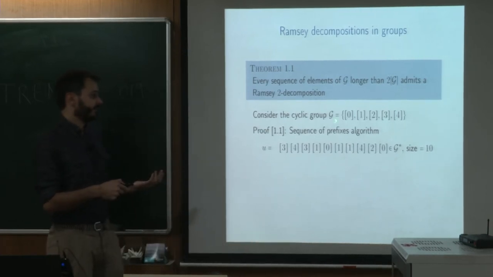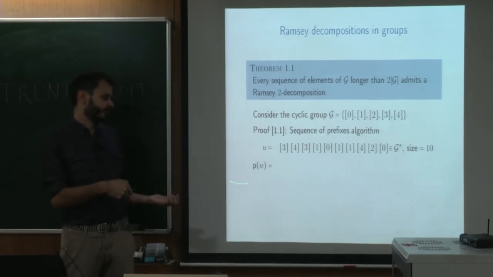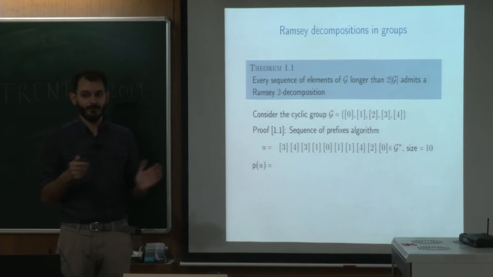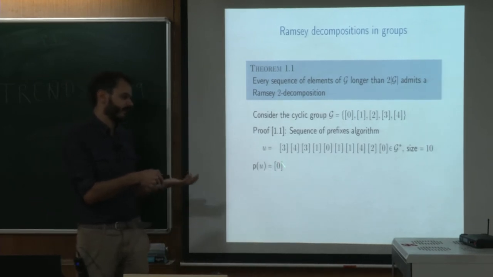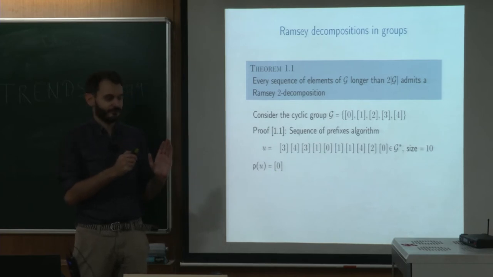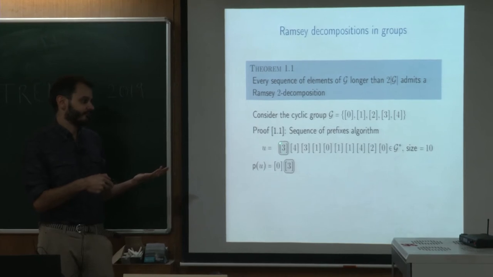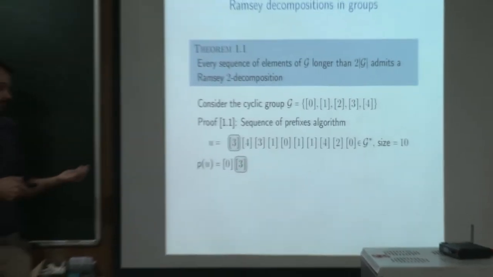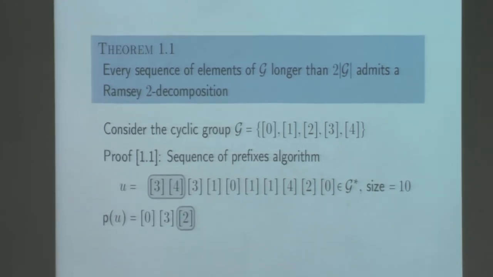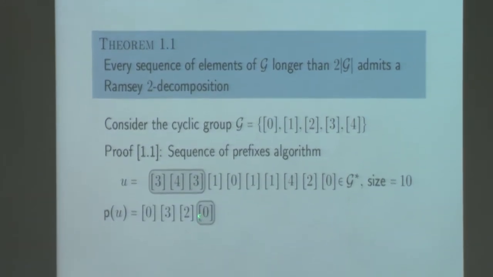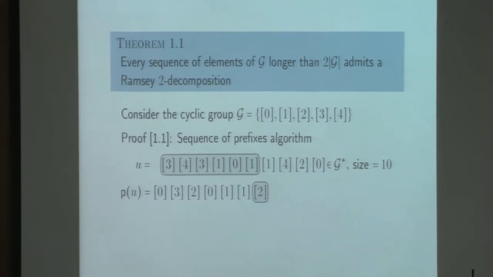It's by considering the sequence of prefixes. What do I mean by that? I just compute the sequence which corresponds to the prefixes of U. I start with a 0, which corresponds to the empty prefix, and then I write the element that corresponds to every prefix. Here I have a 3, so it's just 3. Here 3 plus 4 is 7, which is 2 modulo 5. Plus 3, I end up back with 0, and I continue that way. Okay?